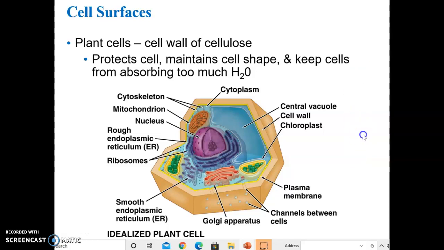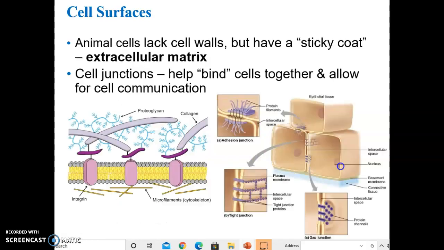So finishing up here with the cell wall, it is external to the cell, plant cell, gives it protection, helps it from absorbing too much water, and it is not found in animal cells.